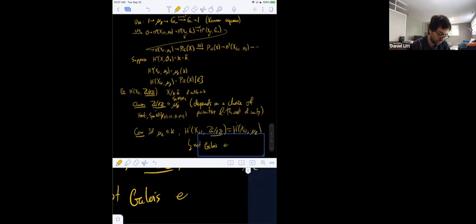You can already see that for H0, Galois acts trivially on Z mod LZ, but not on Lth roots of unity. All right, cool. Are there any questions about that?